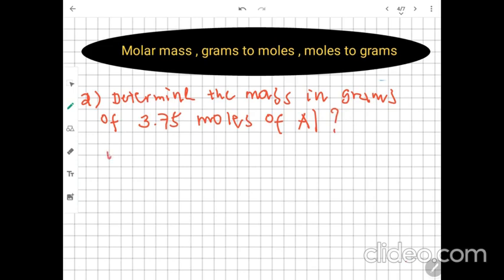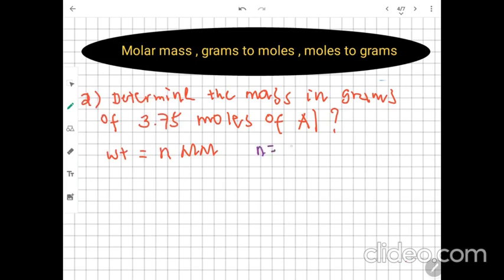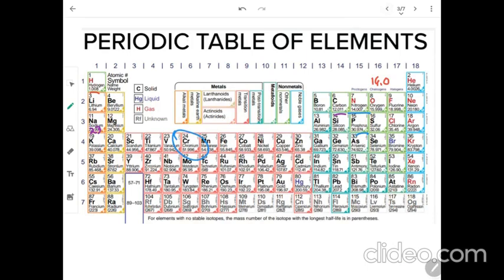Our formula for weight is equal to n times molar mass. Here you have your given 3.75 moles as your n, and your molar mass is the same as your atomic mass in the periodic table. The value for your atomic mass is equal to the value of your molar mass for a specific element. So our target is aluminum. Where is that aluminum? This is the aluminum. We have your 26.982.